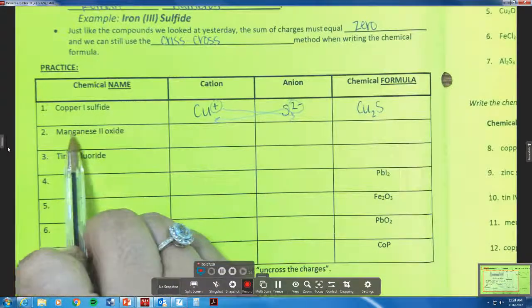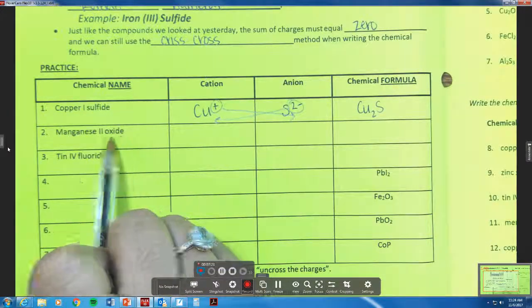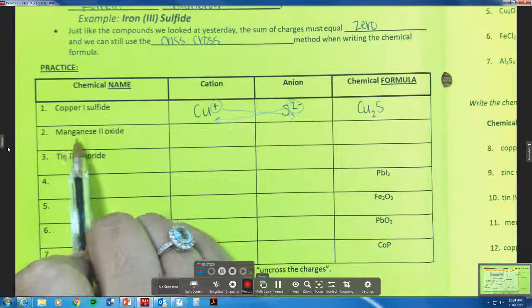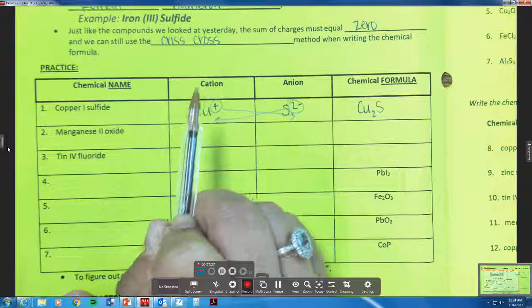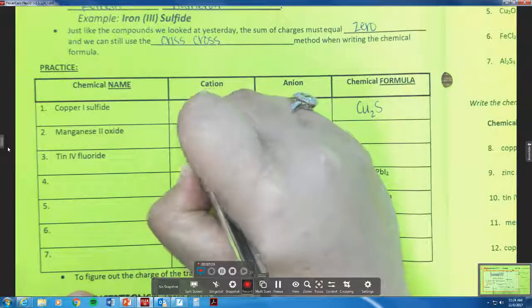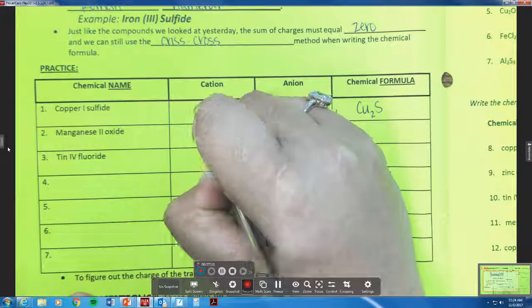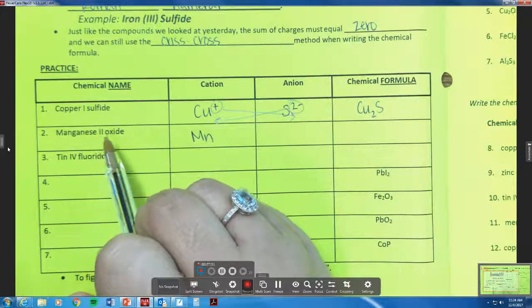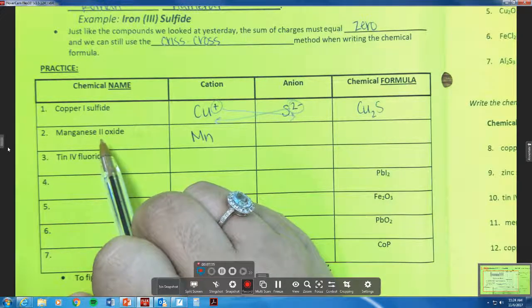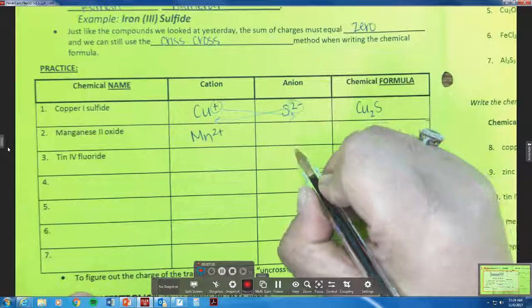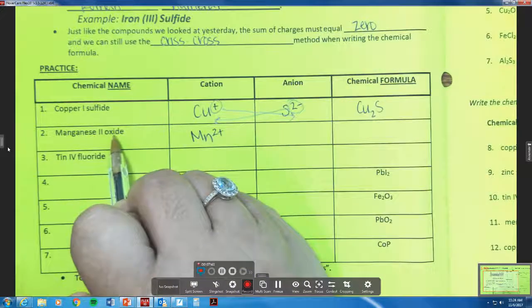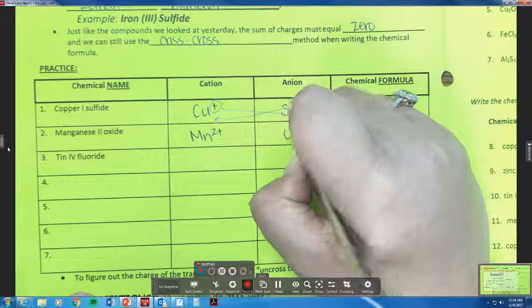Okay, so let's try another example. We have manganese 2 oxide. My cation, remember, is always going to be the first one. It's always our metal that's going to be the cation. So manganese, its symbol is Mn, and according to our Roman numeral, this transition metal has a charge of a positive 2. And then its anion is going to be oxide, or oxygen.